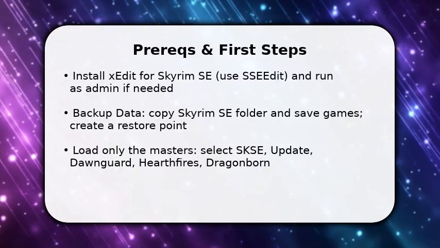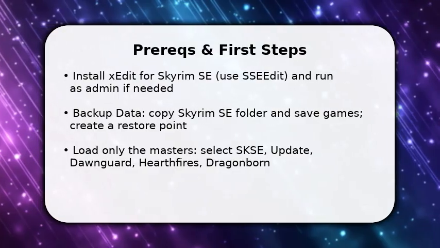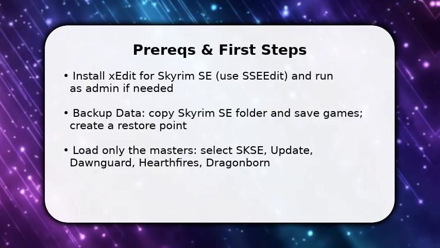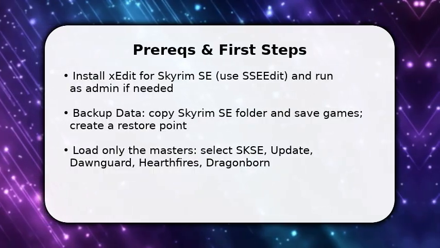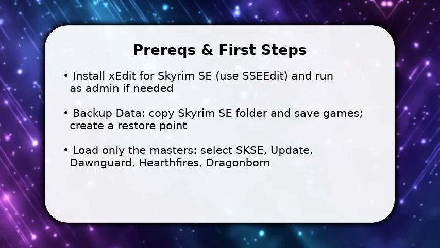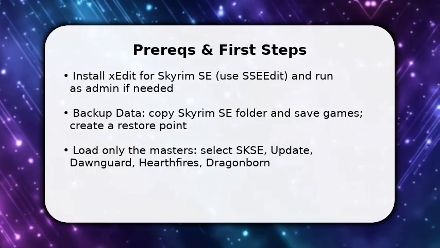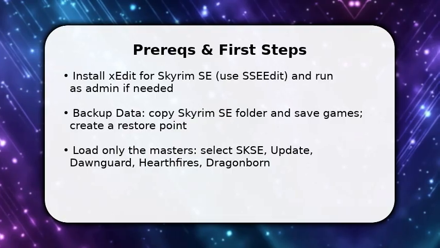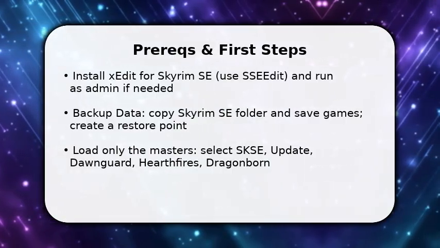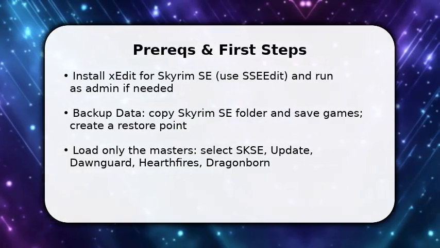You begin by preparing the workspace and moving fast. You run SSE Edit as administrator. This avoids file locks and permission errors. Once launched, select only the master files for Skyrim Special Edition, SKSE, Update, and Official DLC, then press OK to load. You make a quick backup of your data folder and saves before changes. That ensures you can revert.